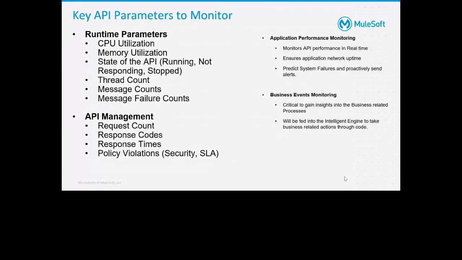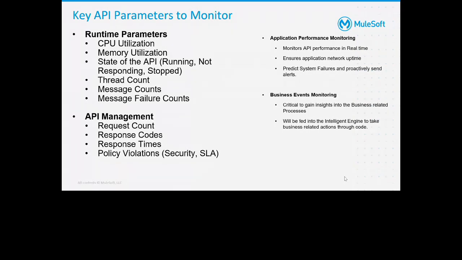When it comes to API management, you look for request count and request response codes, which response codes are resulting from these API invocations, right? And then especially the response times. This is one of the key indicators for your performance, right? And then you also measure policy violations. What kind of policy violations are happening, and which policies are majorly getting violated? Those are some of the things which we monitor for, right?